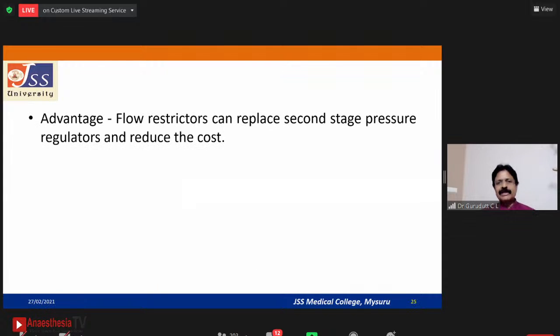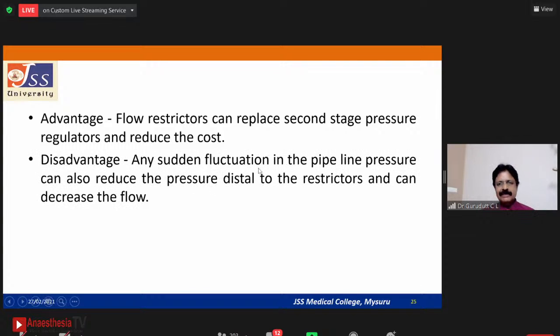So what is the advantage? The advantage is that we are not using a second stage pressure regulator, so definitely it is going to reduce the cost. But the disadvantage is any sudden fluctuation in pressure.